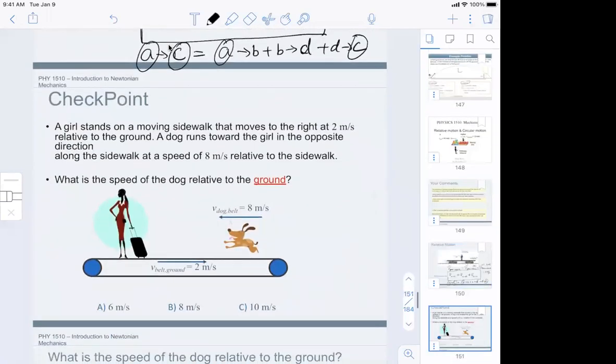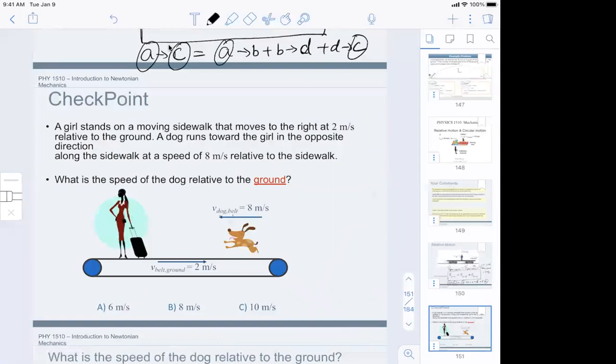So this is something you have already done, the checkpoint questions, and I will just go through them relatively fast. You have a person standing on a moving sidewalk at the airport, and this belt moving relative to the ground is 2 meters per second to the right-hand side. And the dog runs toward the girl in the opposite direction. And the dog's velocity relative to the belt is 8 meters per second. What is the speed of the dog relative to the ground?